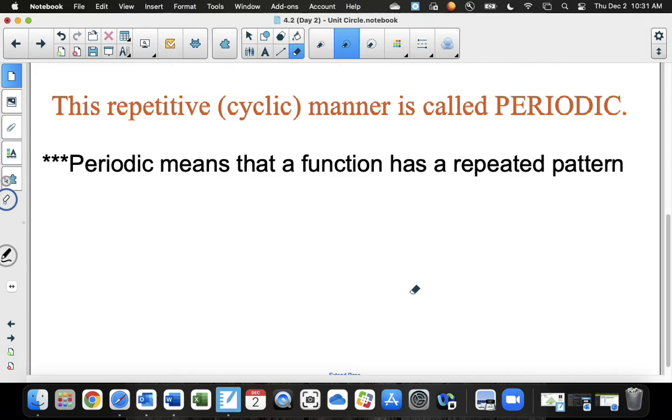And the period of both sine and cosine is 2 pi or 360 degrees. You go all the way around the circle, and then everything starts over again. Then you get all the same values again, and then again, and then again. So the period is, it takes 360 degrees for the pattern to repeat, or 2 pi.